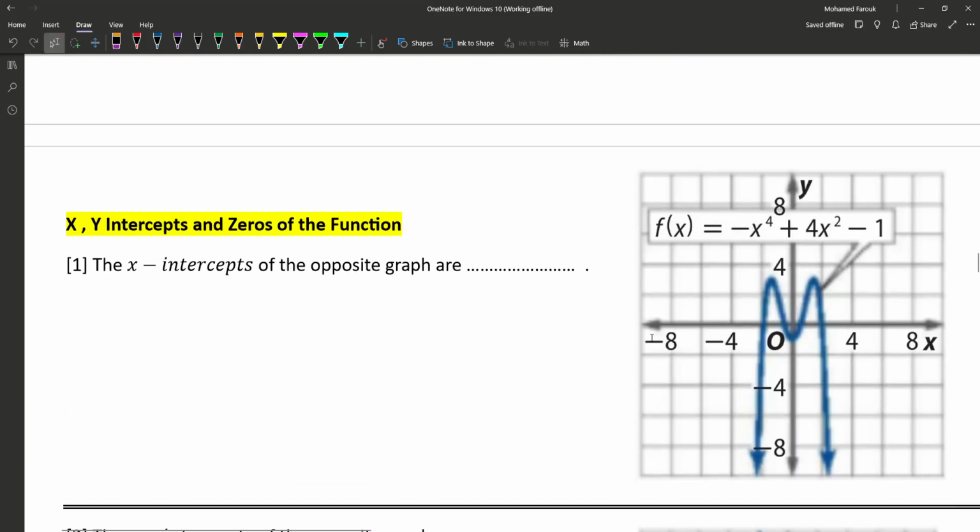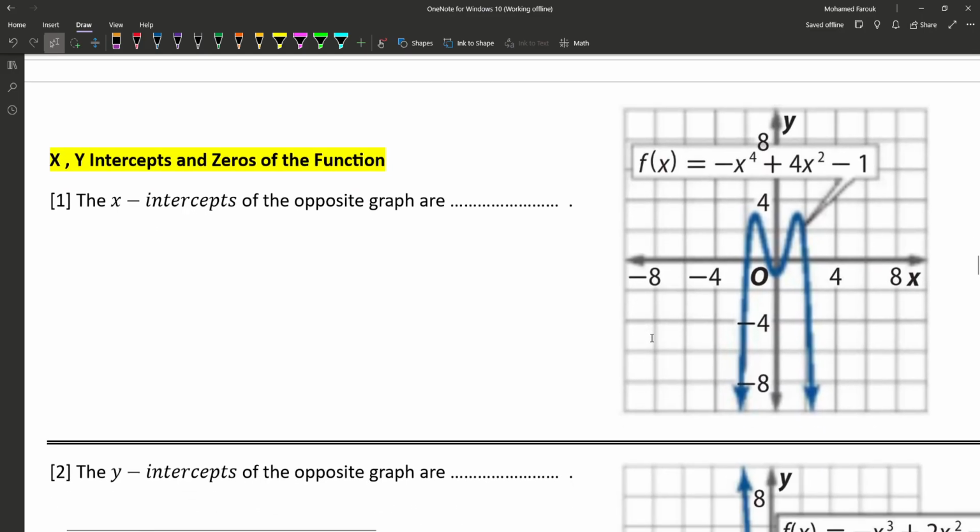We need to get x-intercepts, zeros, y-intercepts, all of this. What's the meaning of x-intercepts? Where is your graph cutting the x-axis? We're cutting the x-axis here and here and here. This one is a little bit difficult for you. I think the graph is messed up here, but I will give you the idea. If you need to get x-intercepts, you need to get all of these points.